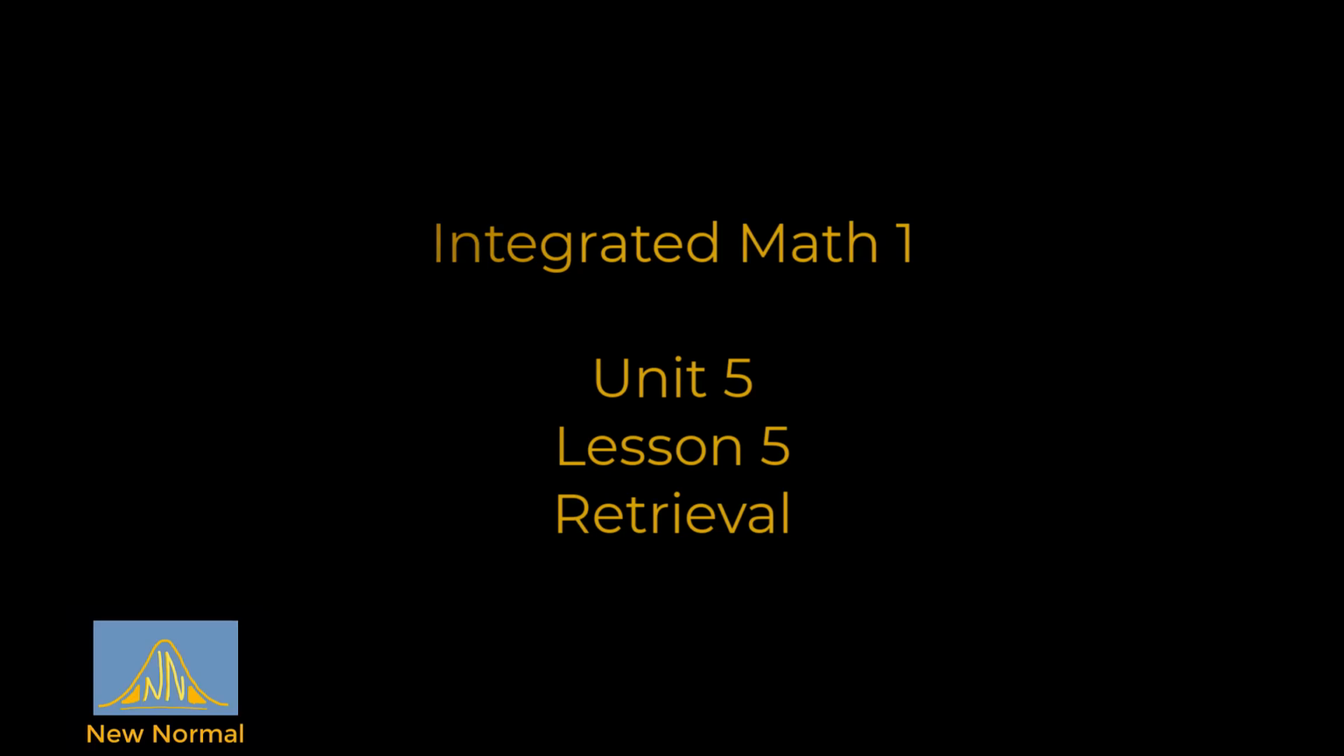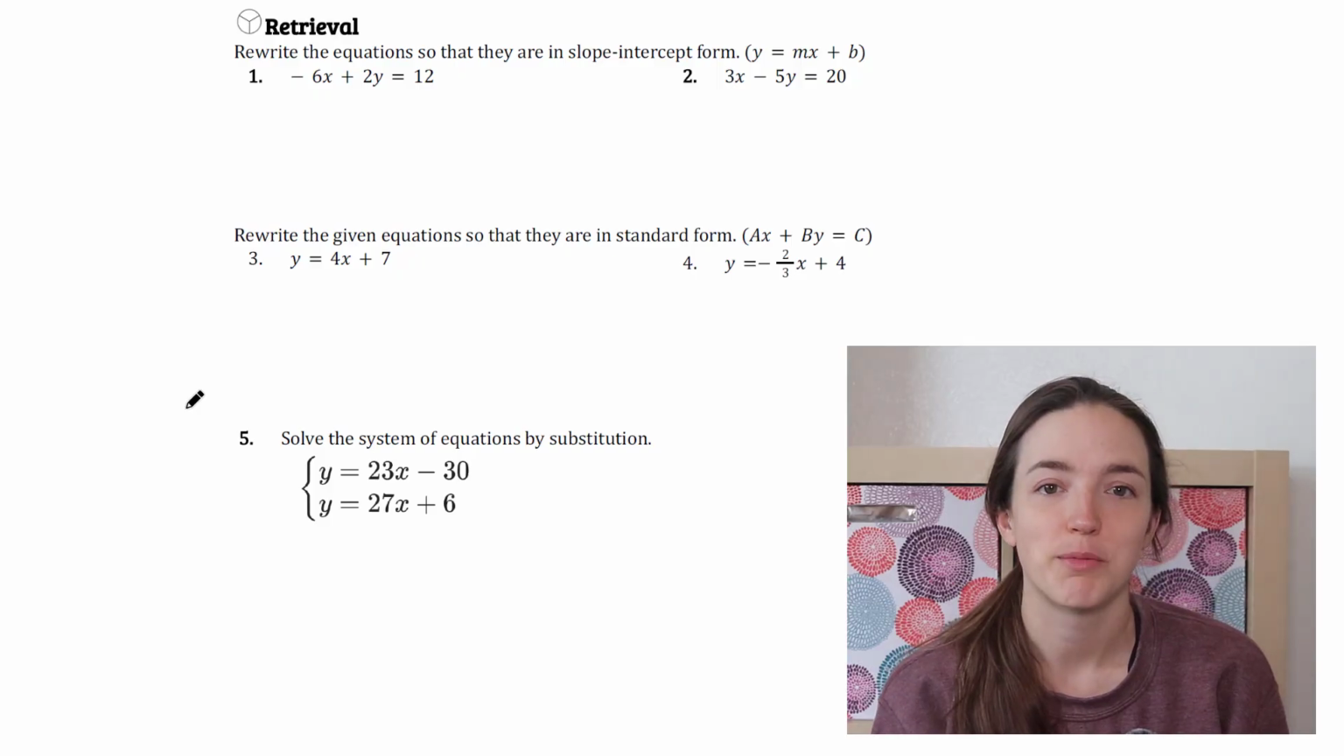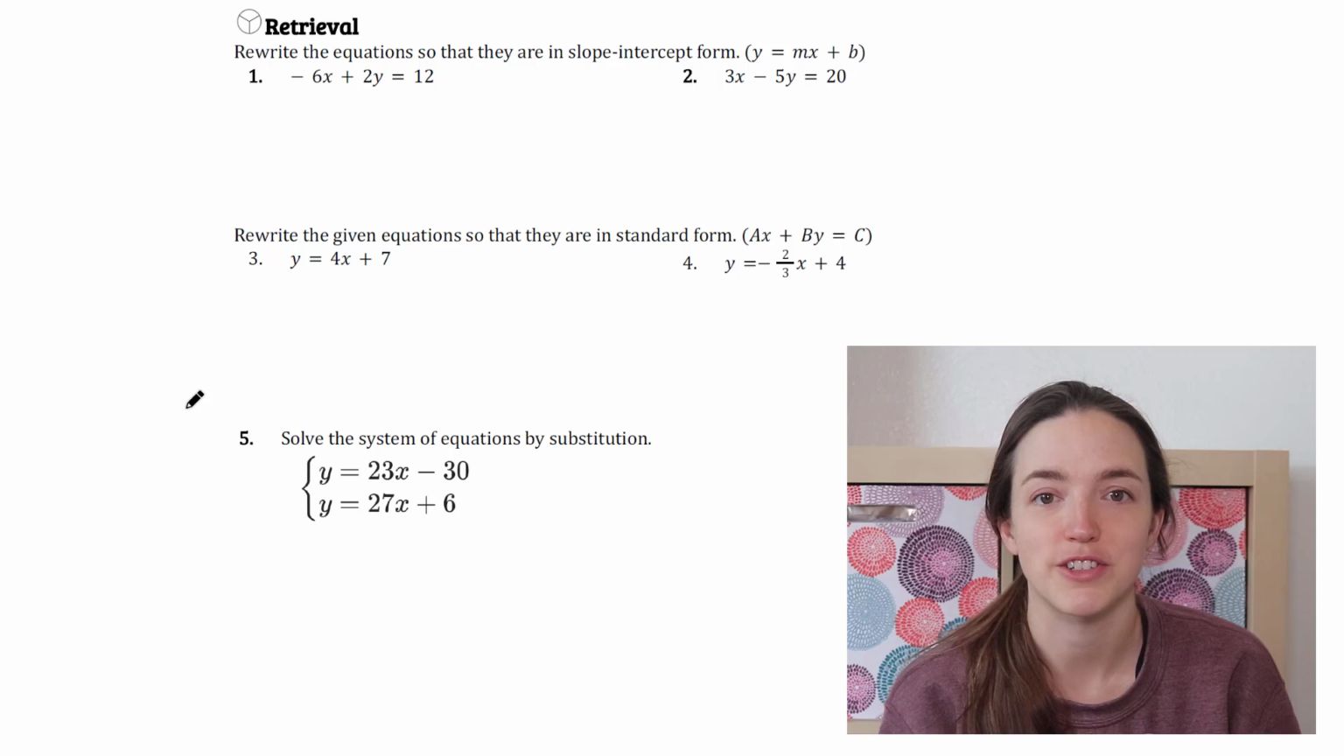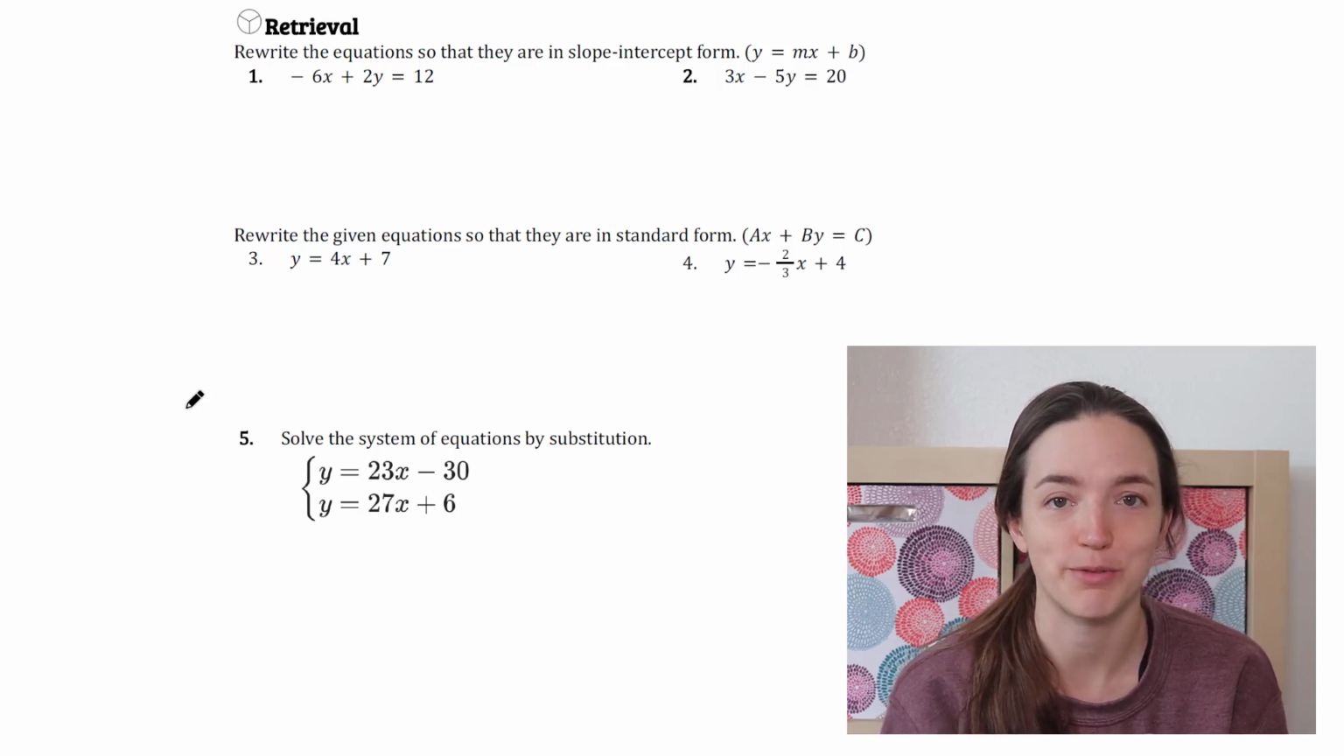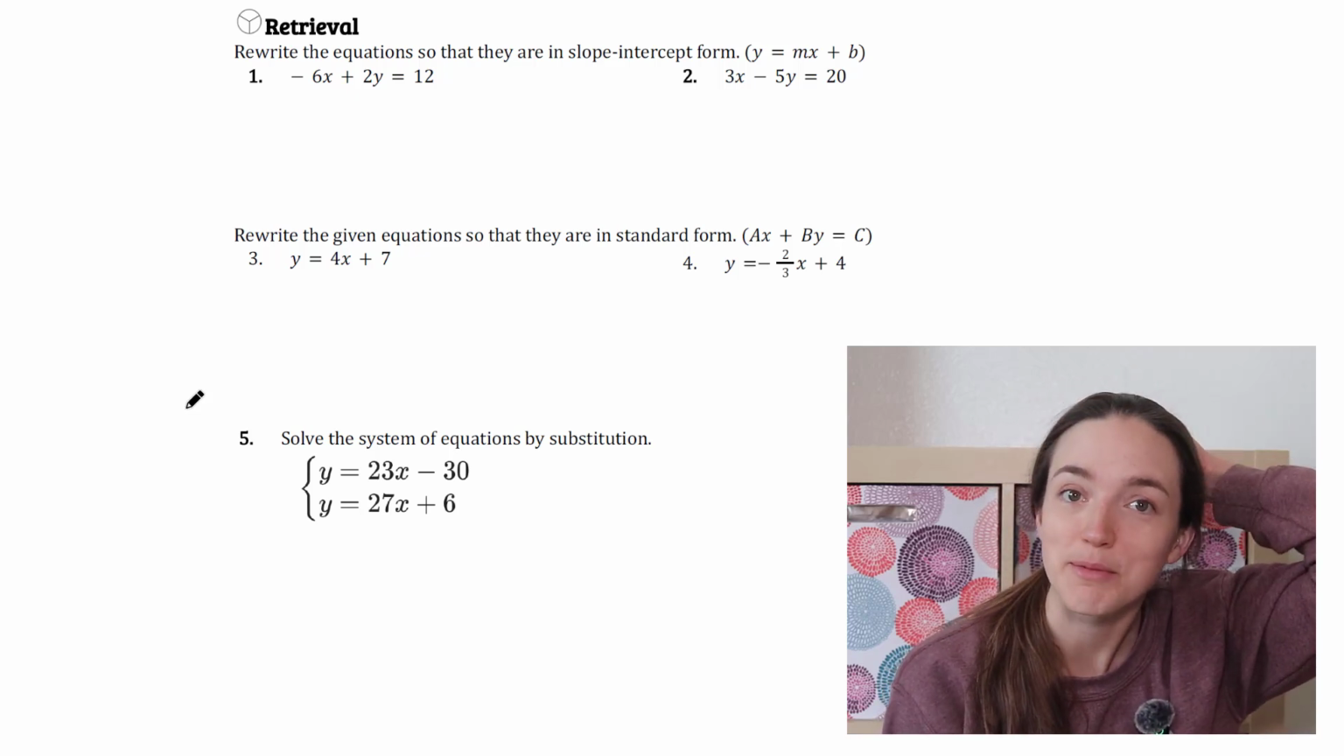This is the Unit 5 Lesson 5 retrieval in our packet. It's on page 38. Okay, for number 1 and 2, we're supposed to rewrite the equations so that they are in slope-intercept form, which they helpfully remind us is y equals mx plus b.